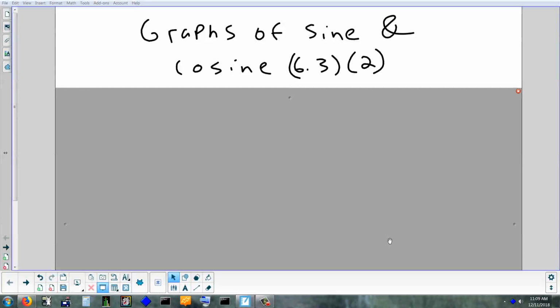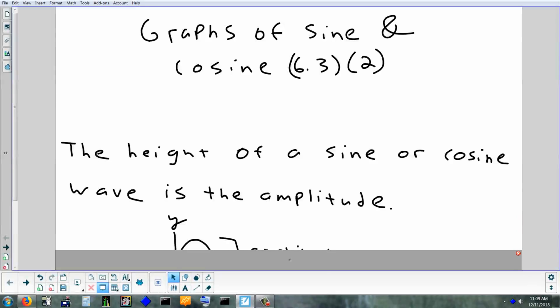Right, so let's take a look at 6.3 part 2. Yesterday we looked at the two transformations that were shifts, phase shift and vertical shift. Today we're going to look at the stretches.